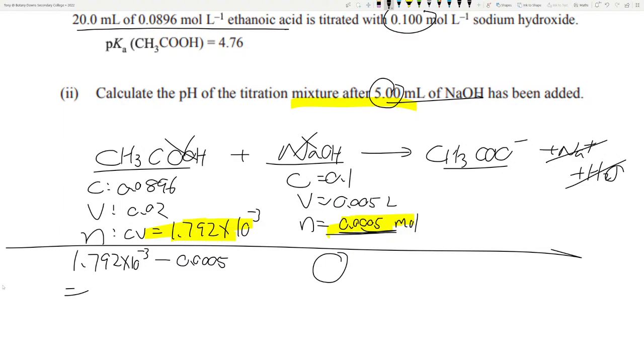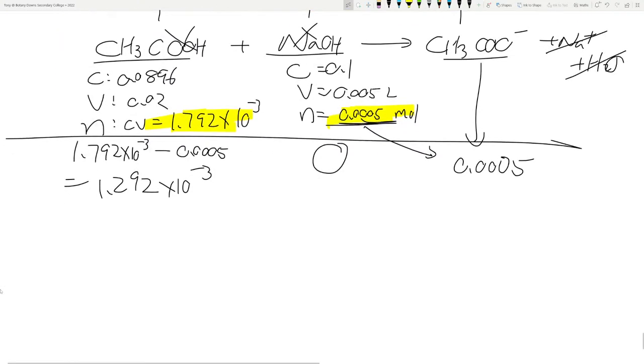So I get 1.292 times 10 to the power of -3 moles. And then what do I make in the process? Every one mole reacts with one mole and makes one mole, so this becomes 0.005. So you have got a buffer solution.